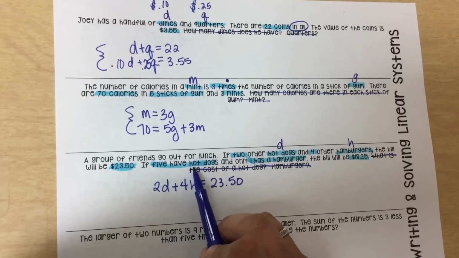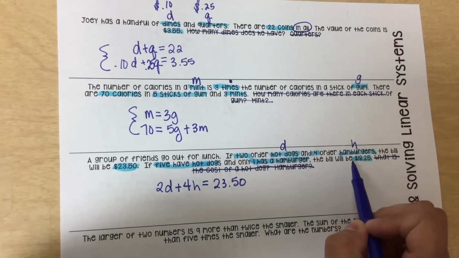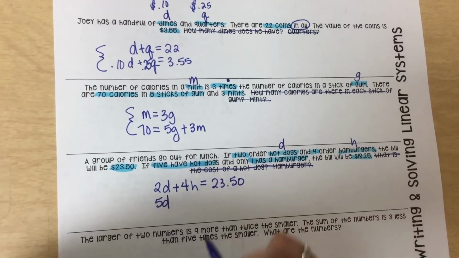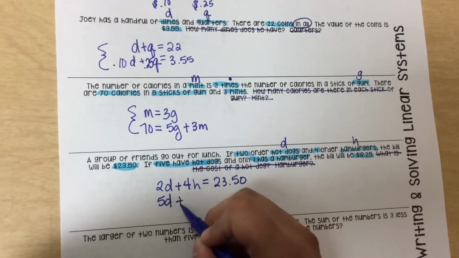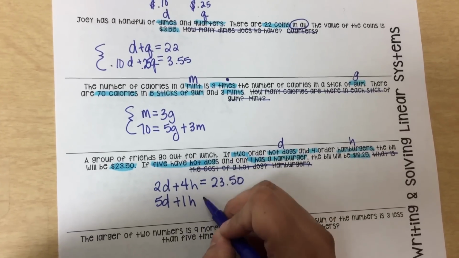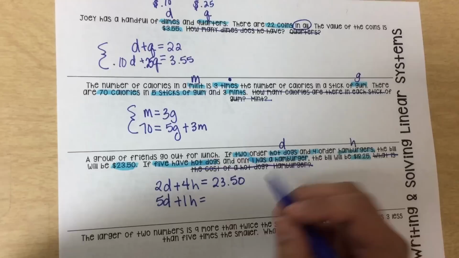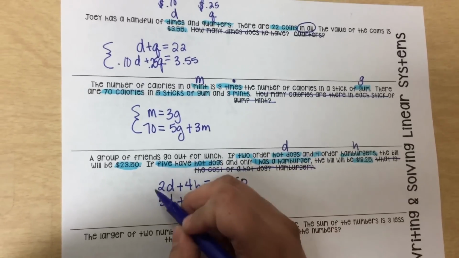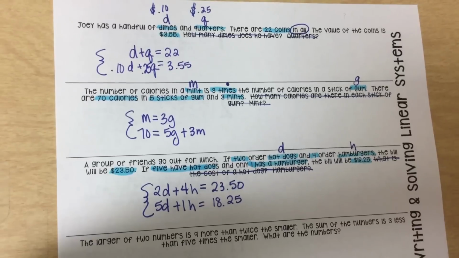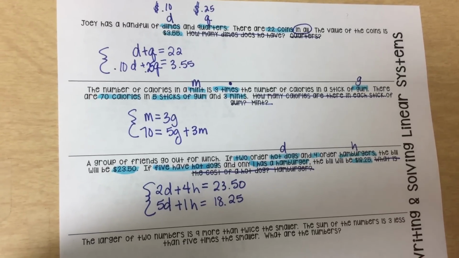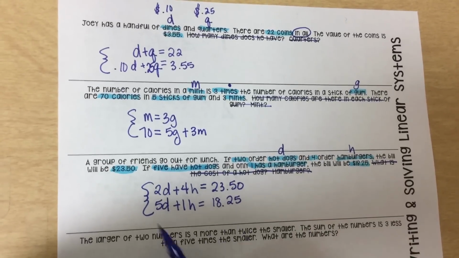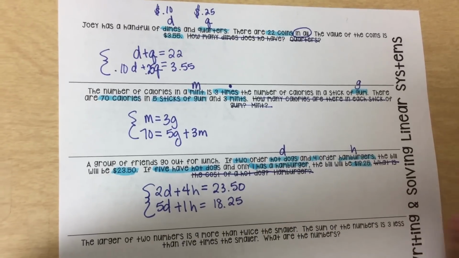If 5 have hot dogs and only 1 has a hamburger, this time it's 5 times however much the hot dog is worth, plus 1 times however much the hamburger is worth. That total will come out to be $18.25. Anyway, there is the system of equations for this problem.